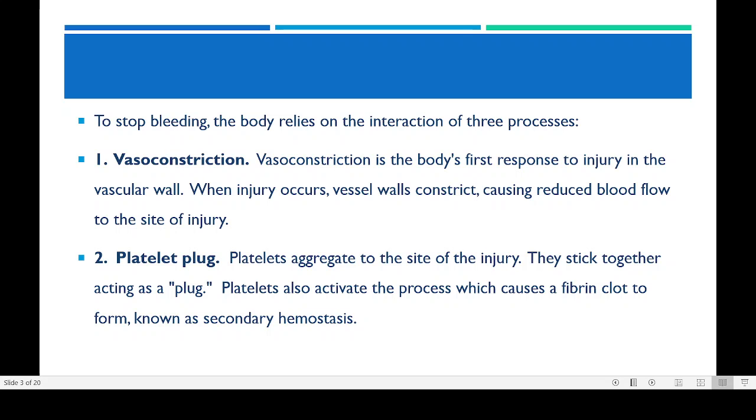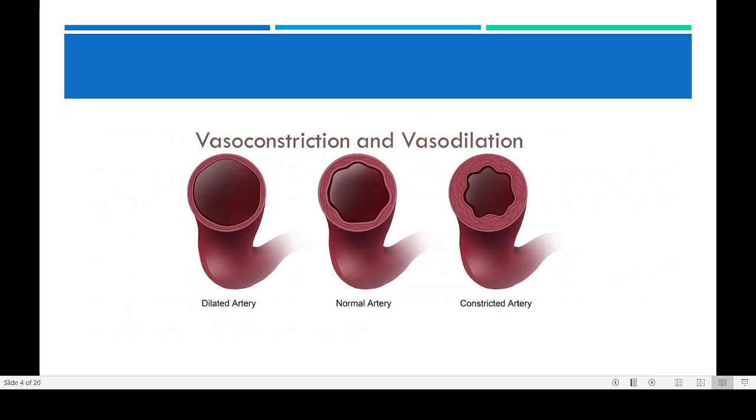So platelets can also have another function. One function of the platelets is to form a platelet plug. The second function is that they can cause the fibrin clot to form. That is, the platelets can also cause the conversion of fibrinogen into fibrin. So these are the two functions of the platelets: the formation of the platelet plug, and the conversion of fibrinogen into fibrin.